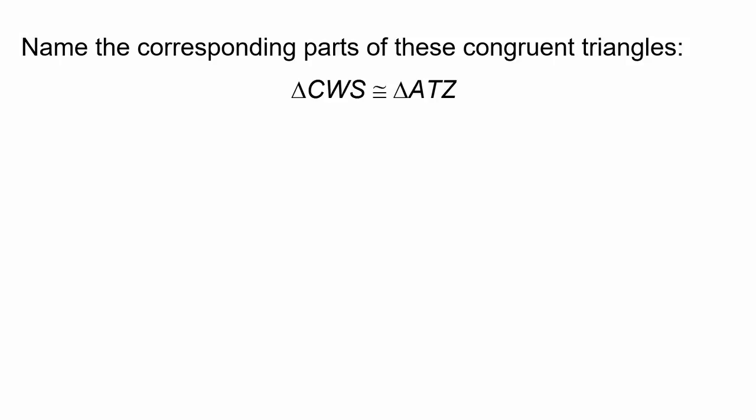Name the corresponding parts of these congruent triangles. We have triangle CWS is congruent to triangle ATZ. We can get these 6 corresponding parts from our congruent statement. Let's start with the angles.